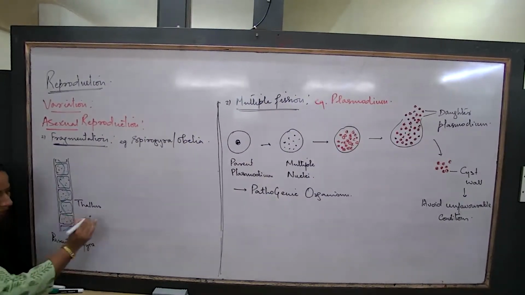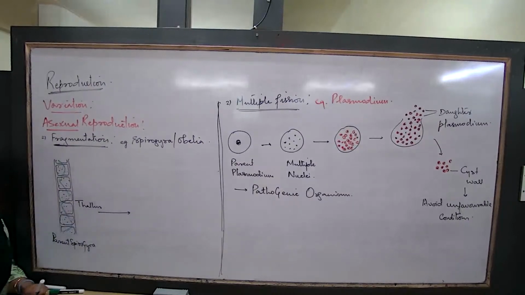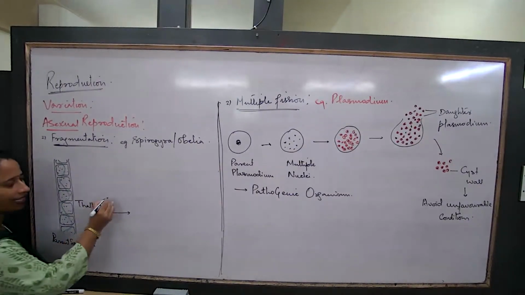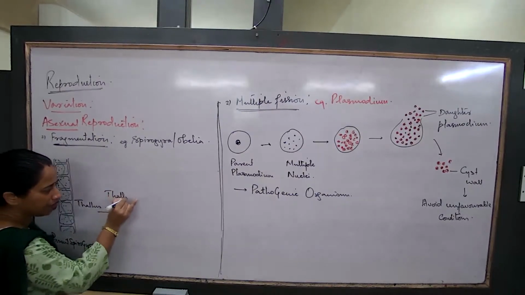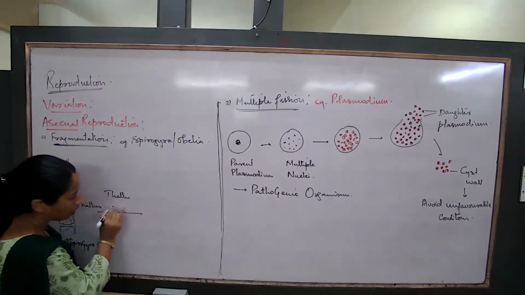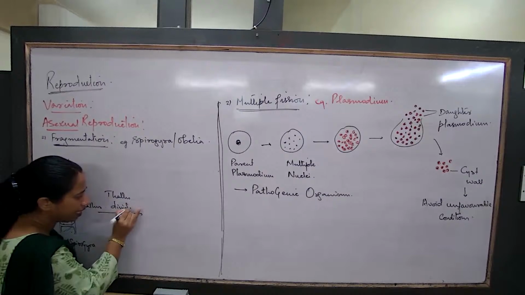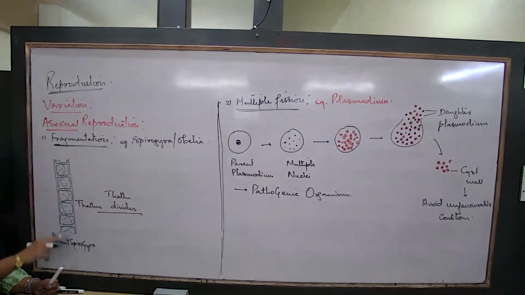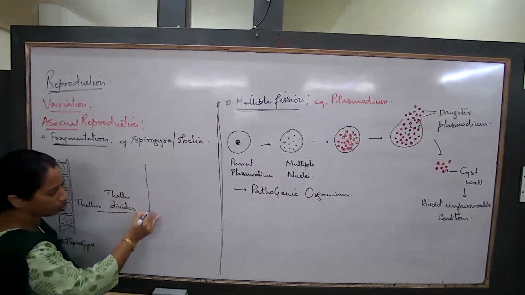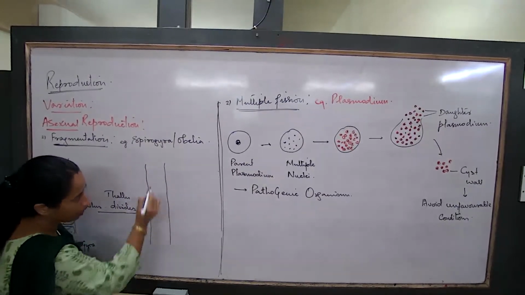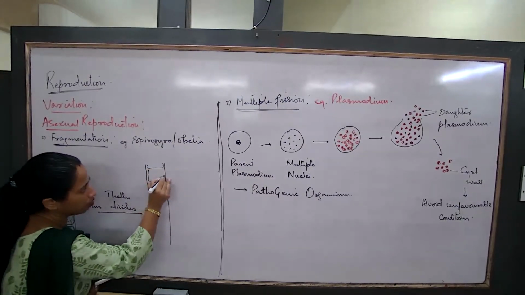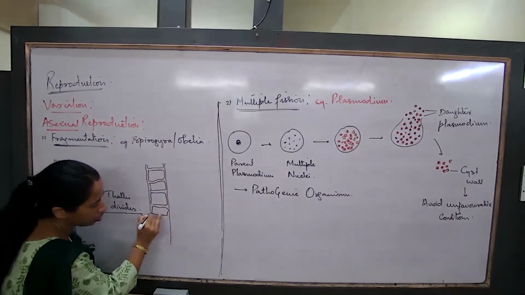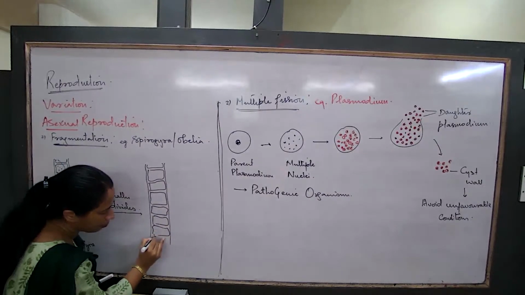What happens to this parent Spirogyra when it is absolutely mature? What would happen? The body divides, the thallus divides. The thallus normally, naturally divides into certain parts. So I would say that this thallus is actually dividing into certain fragments.